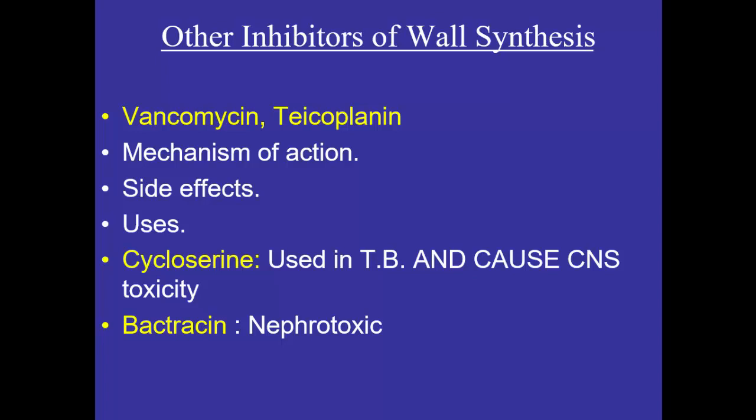Cycloserine. Cycloserine is one of the chemotherapeutic agents used in treatment of TB, and it acts on the first step of cell wall synthesis. It inhibits D-alanine synthesis, and the D-alanine is the first step in cell wall synthesis. Cycloserine acts by inhibition of incorporation of D-alanine in the peptidoglycan layer.